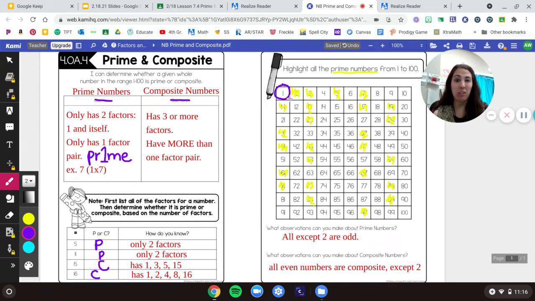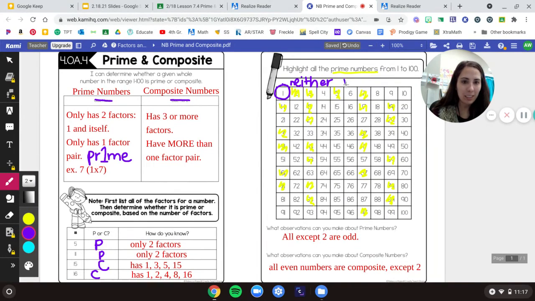This makes it special. This is the only whole number that is neither. Let's write that up above. N-E-I-T-H-E-R. 1 is neither. It's not prime and it's not composite. But every other number is. It has to be. 1 is the only special one that is neither.